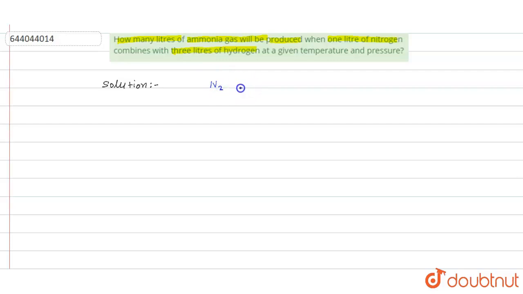N2 gas reacts with H2 gas to form ammonia gas. We have to balance this equation. 1 mole of N2 reacts with 3 moles of H2 to give 2 moles of ammonia. This is the balanced equation: N2 plus 3H2 gives 2NH3. Now there are two things, one is the given data and another is from the equation. According to the given data, we have to write the values from the equation.